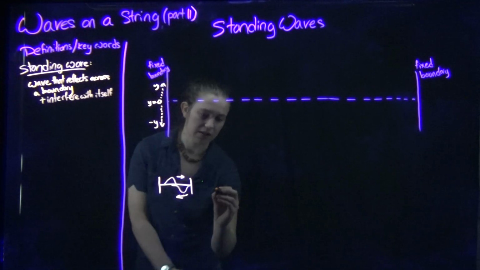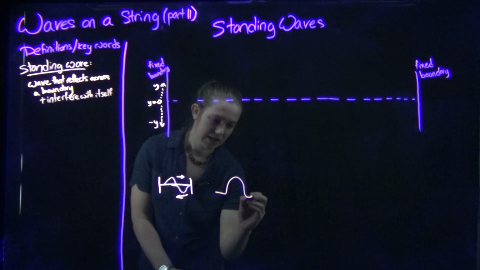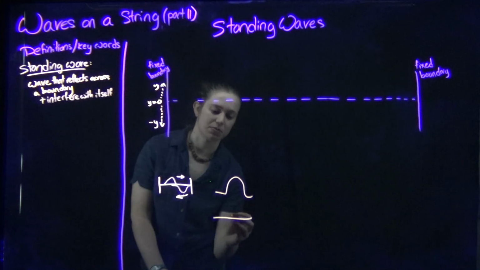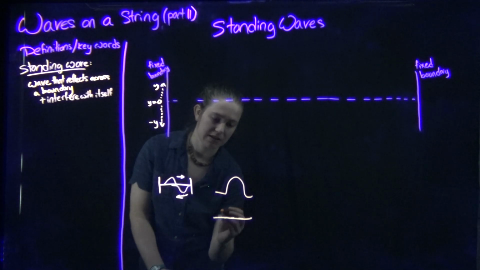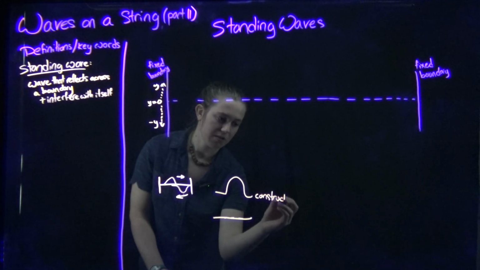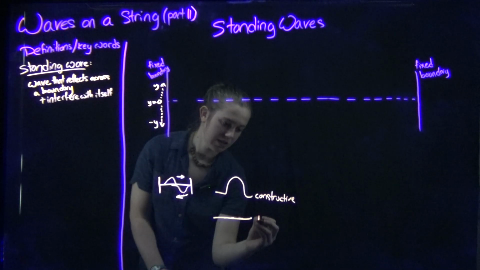Constructive is when we add. Destructive is when we subtract, basically, and we get a larger hump for constructive and no hump for destructive.